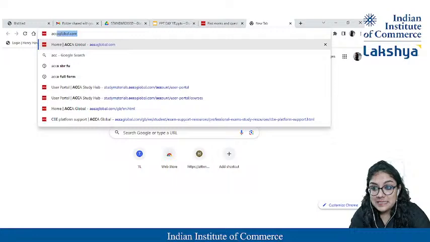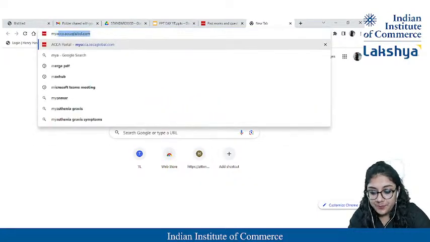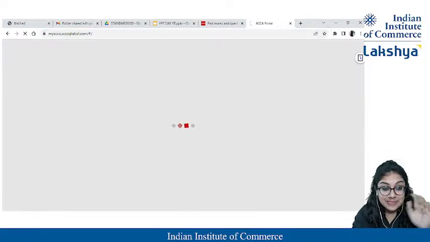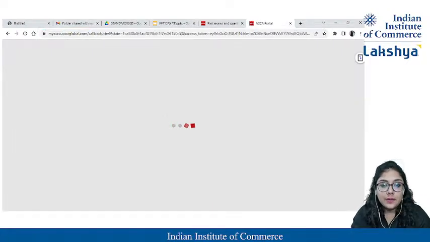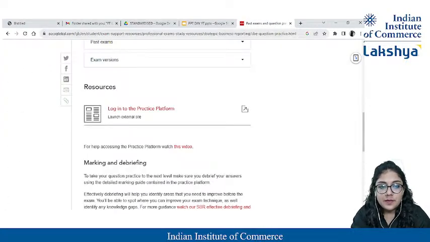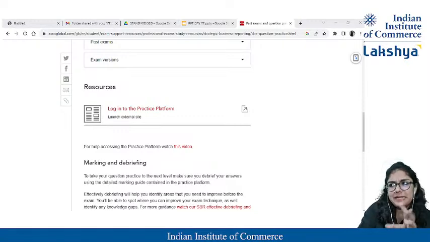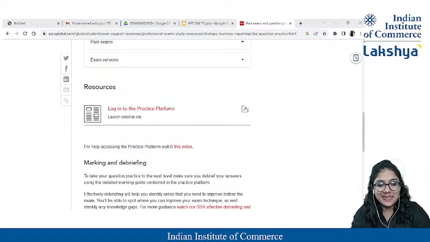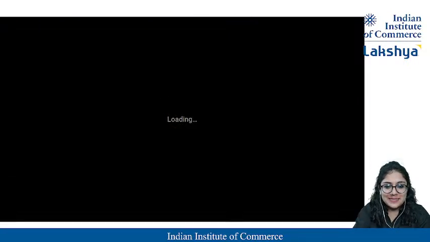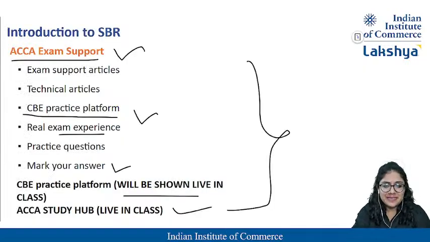Even we do have ACCA, that is ACCAglobal.com, where we are going to have some qualifications. In that platform also we can find out what the notes are, what the books are, and similar things. I think even that is fine. Now again we can go with the slide. So these are some real exam platforms where we can show the things.